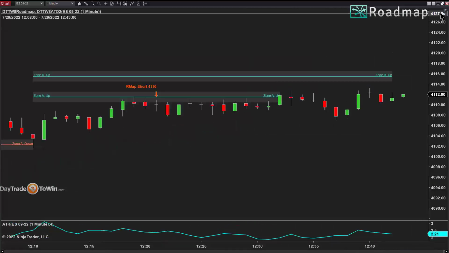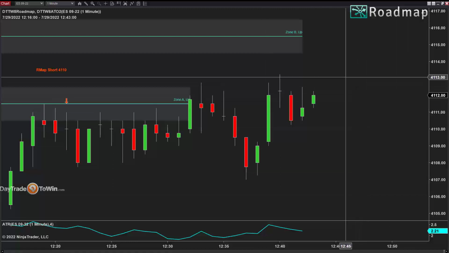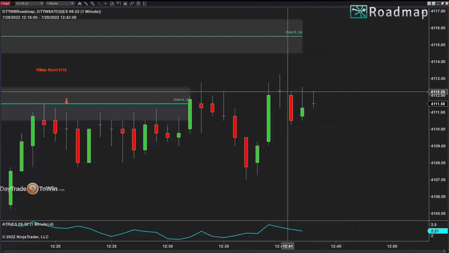Okay, let's take a look at where we are right now. And here is the roadmap. I'll keep the recorder going, and I will see if there's an opportunity. I will take this short if there is an opportunity to go short.